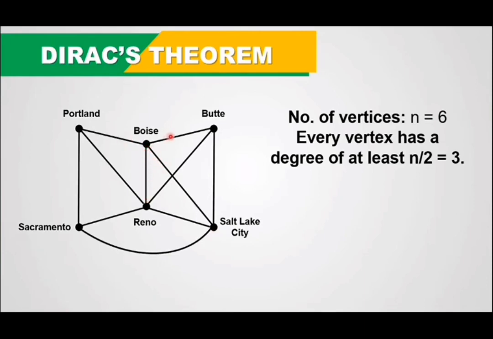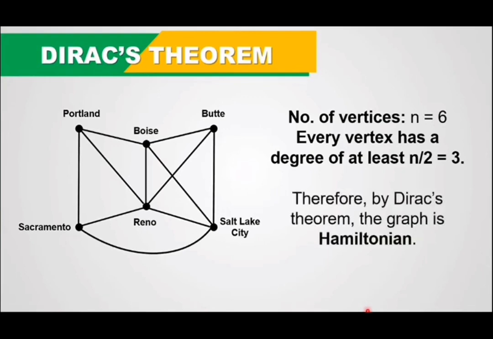If we count the degree of every vertex in this graph, it is at least half of the number of vertices. So by Dirac's theorem, we can tell that the graph is Hamiltonian because we have met the conditions of Dirac's theorem. Now, since this graph is Hamiltonian, we could find a Hamiltonian circuit in this graph. A Hamiltonian graph is a graph that contains a Hamiltonian circuit. So let's try to find one.